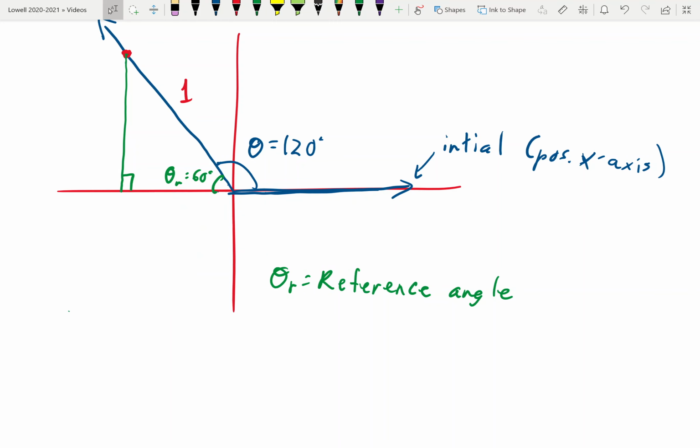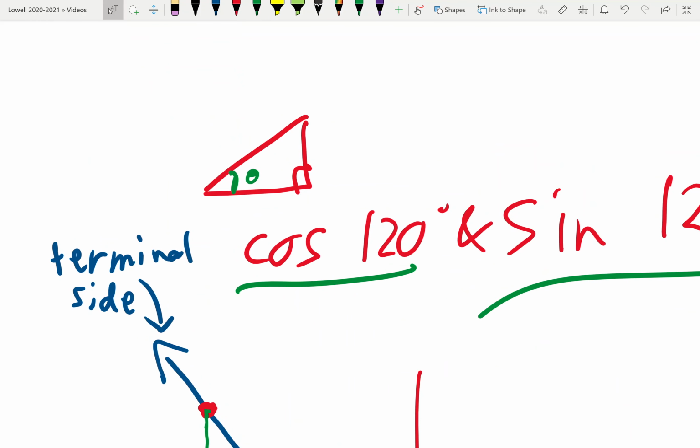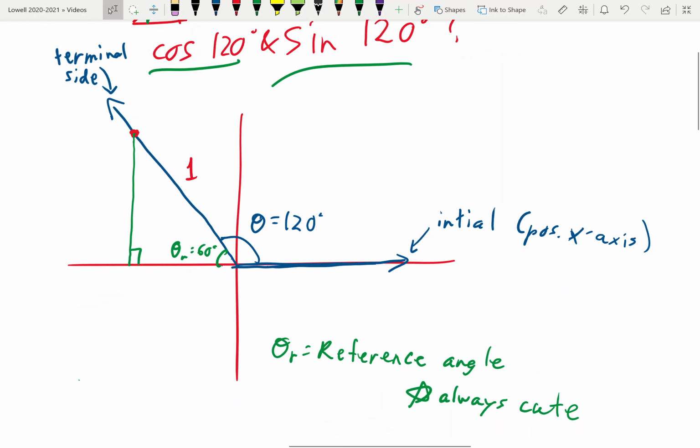Now that I've cleaned it up, and notice the reference angle is always an acute angle. This is because, and I should maybe write that down, always acute. Because, again, I can't have a right triangle if it's not an acute angle. If it's an obtuse angle, you don't have a right triangle. And if it's a right angle, well, you can't have two right angles in a triangle. It wouldn't work out. As far as we know, anyway. So this is your reference angle.